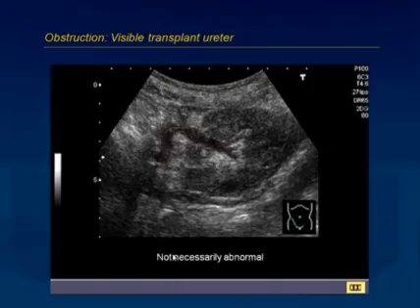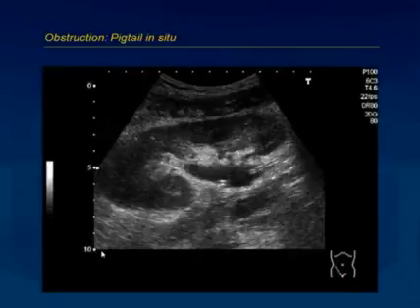Another variant of the norm, not necessarily abnormal, not necessarily something that should prompt further investigations, is the visible transplant ureter, as in this case, a transplant in the right iliac fossa, transplant with parenchymal changes, and here you have the visible transplant ureter but nothing else. The renal pelvis not dilated, the calyces not dilated. Again, that's not proper obstruction, that is a visible transplant ureter, and that has uncertain significance. It needs to be mentioned in the report, but it should not in itself trigger further investigations.